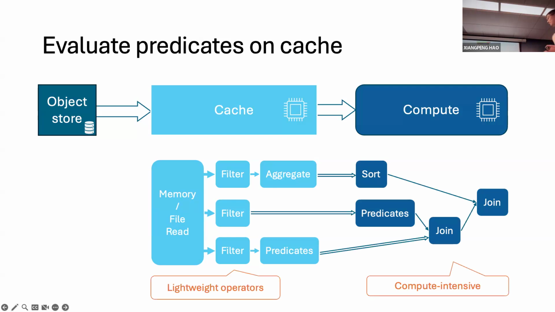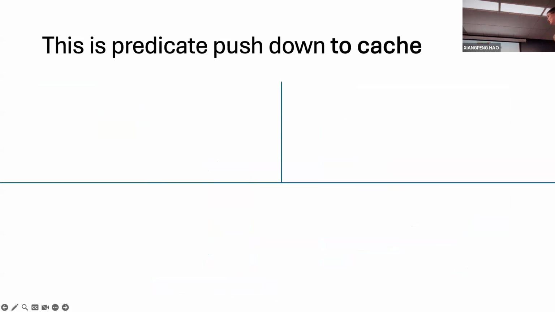So basically, the idea of predicate pushdown is we split the query pipeline into two parts. One is lightweight filters, which cut the cardinality down, and the second part is compute-intensive operators, which are more suitable for the compute node. So this is predicate pushdown to cache, and people love predicate pushdown.